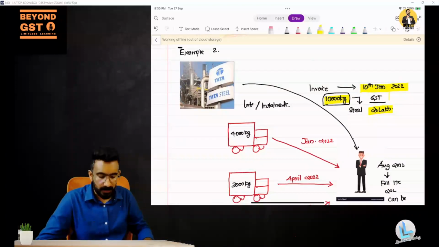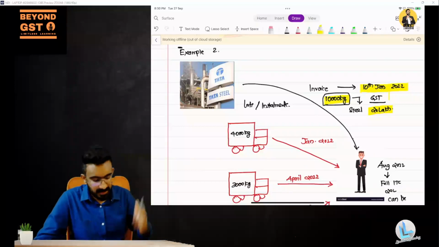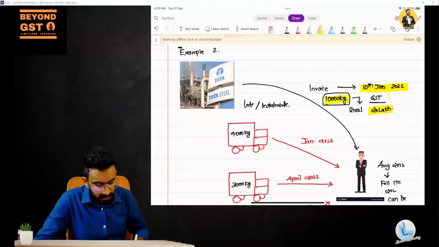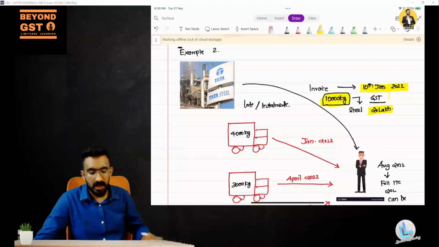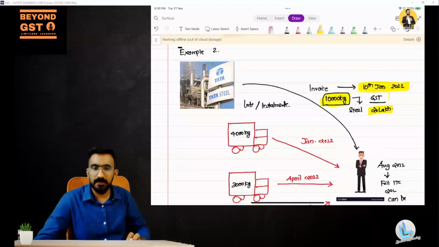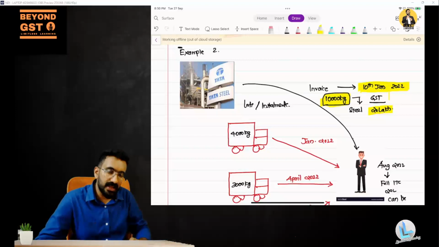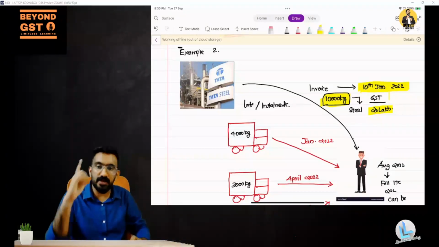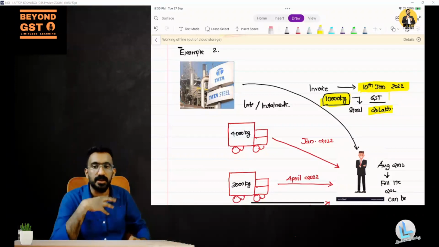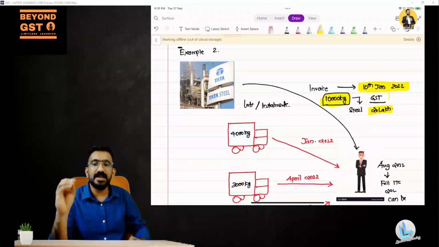Okay, so look at the second example. Tata Steel has given an invoice to Raju for 10,000 kg of steel to be supplied. Invoice was given in January. But can you transport the entire 10,000 kg of steel in one lorry? No. So on this one invoice, they will do 3 deliveries. The delivery of this steel to the customer is going in parts, or loads, or installments.